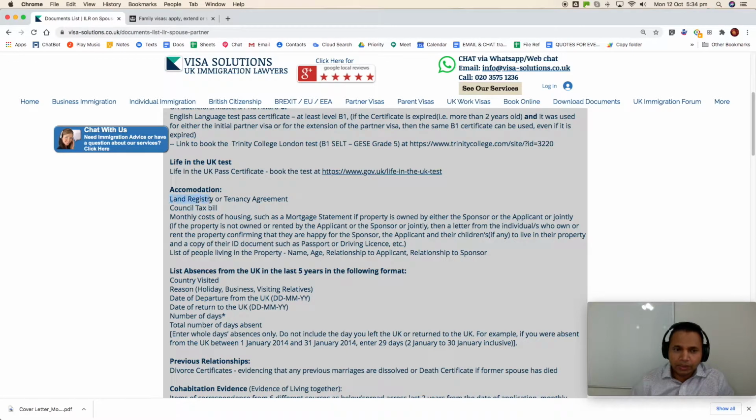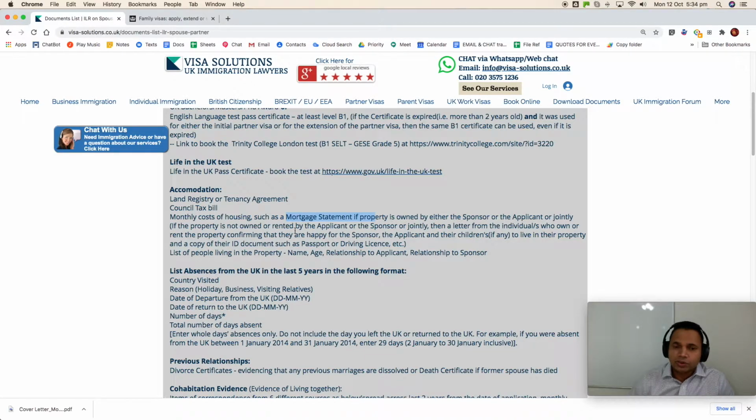Property, any family member, land registry copy, council tax bill. If the property is rented, tenancy agreement, council tax bill. Monthly housing cost. If there is a mortgage on the property, then put the mortgage statements for at least the last 6 months. You can download them online. Downloaded e-statements are fine.